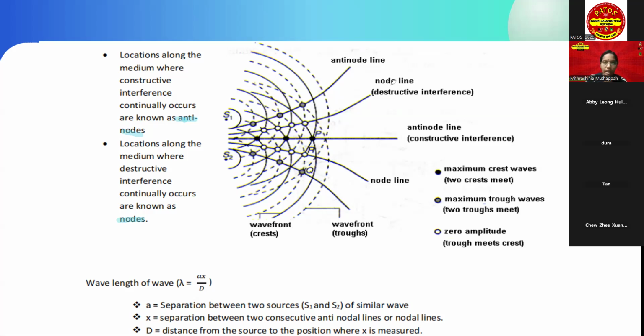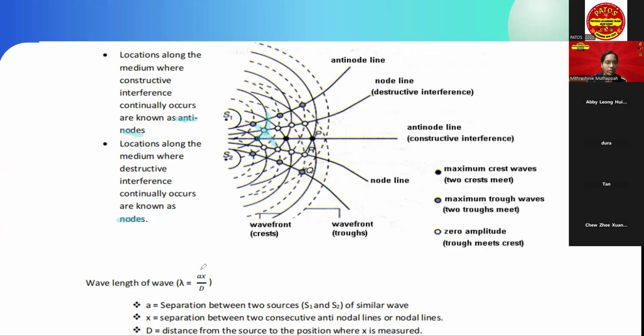And we can also look at the destructive interference. Here, it's a trough, and this one is another crest. So you can see this line is a trough, and this line is a crest. So the point is showing the destructive interference, and this line shows the nodal line.